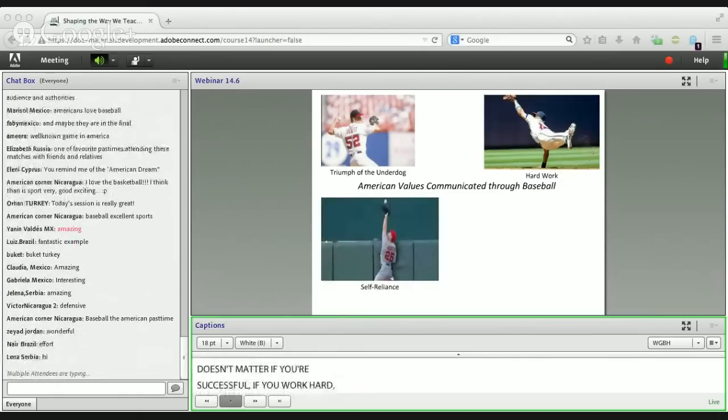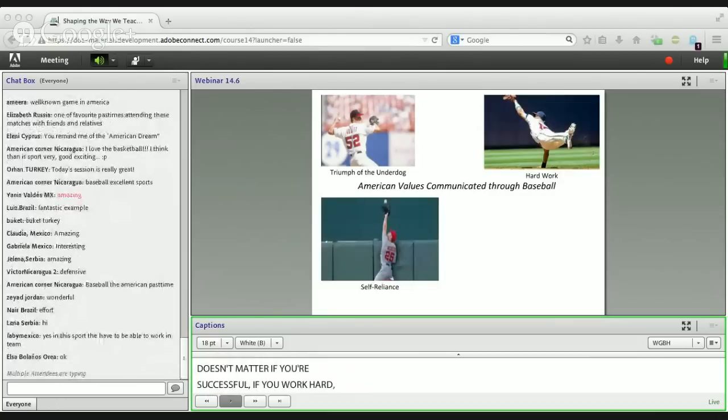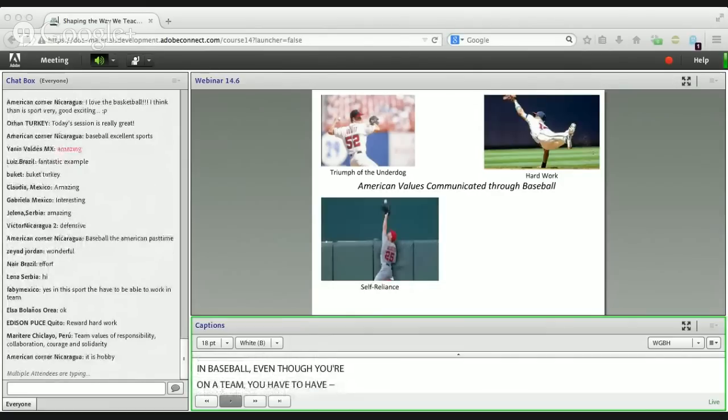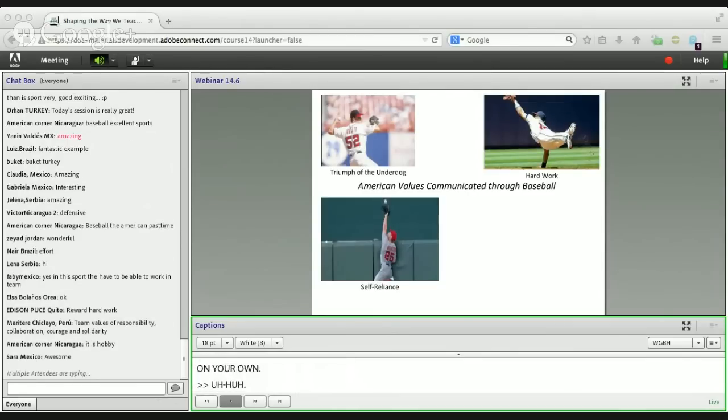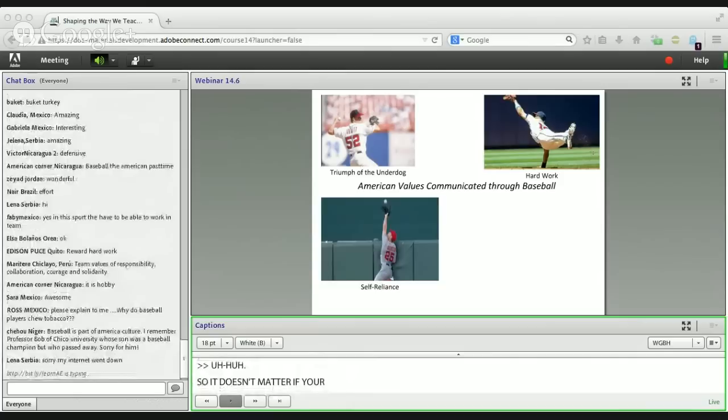Self-reliance. Well, let's see. Self-reliance means you depend on yourself. And in baseball, even though you're on a team, you have a very specific job, and you're standing out there all by yourself, and you have to do well on your own. So it doesn't matter if your team loses, if you performed well, that's good? That's right. In baseball, individual statistics are oftentimes more important than the team's win-loss record. Interesting.